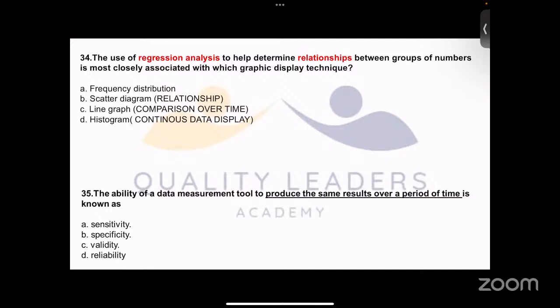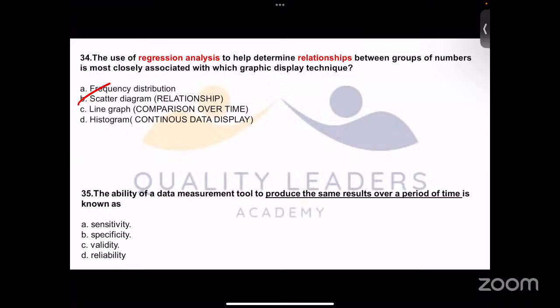Which one? It is the scatter diagram because this helps visualize the weak relationship, the moderate relationship, and no relationship at all. So scattergram is the correct answer.